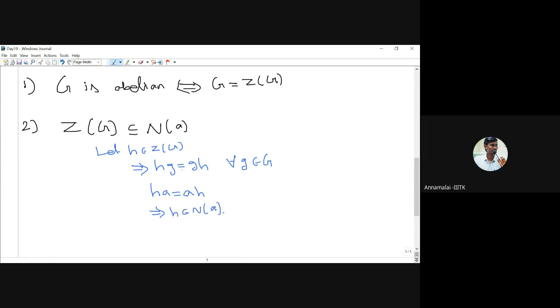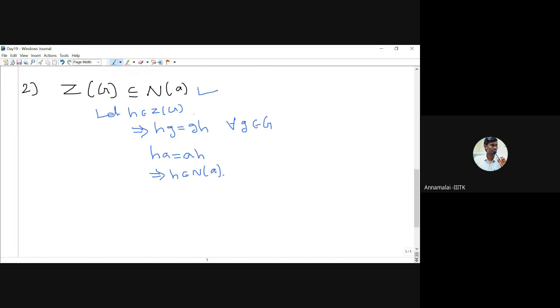Therefore, that H is a member of N of A. So Z of G is always a subset of N of A, where A is any element. Now, suppose we are taking the intersection of all N of A, then what will happen? That is the next property.